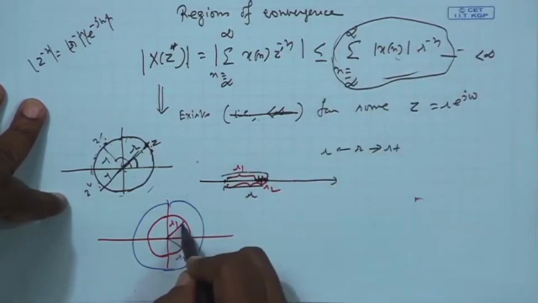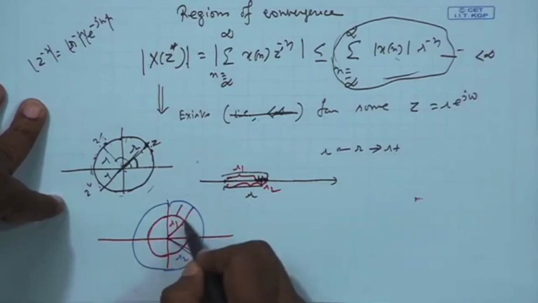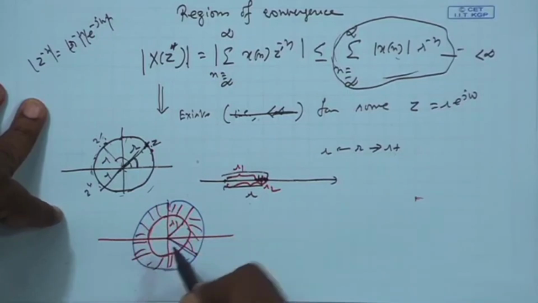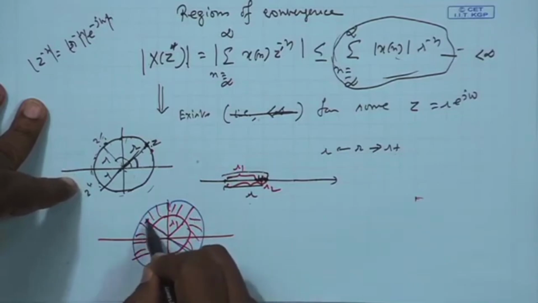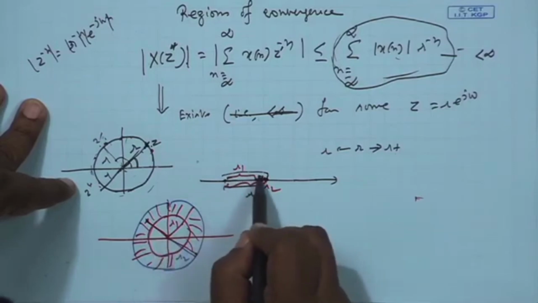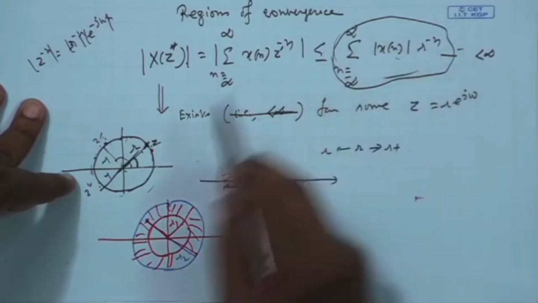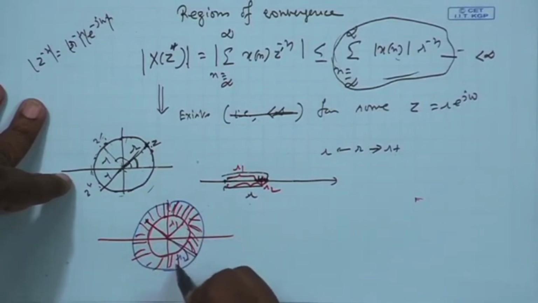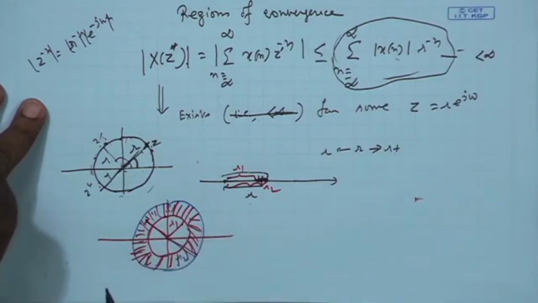And therefore, if I draw one circle with radius R1 and another with R2, then the entire region will be part of my region of convergence. If I pick z from here, the magnitude of z will be between R1 and R2, it will fall in the band, and for that R the summation is finite. So the DTFT will exist, which means we will have this annular ring, shaded here, which I will call the region of convergence.